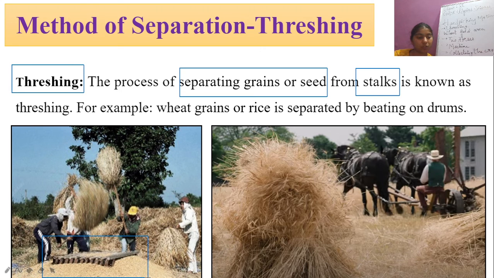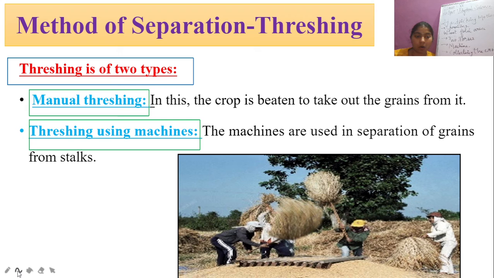So students, you have to tell me, this photograph is showing which type of threshing. Is it manual or machine? You have to tell me which kind of threshing it is. Yes, very good students. So basically it is manual threshing. Very good.